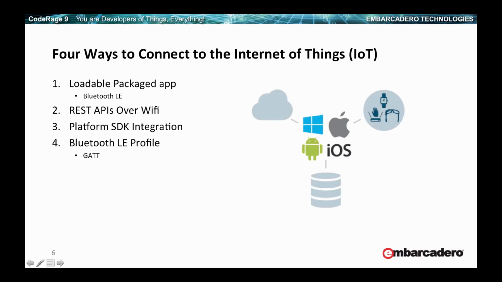Another way to connect to the Internet of Things is through REST APIs over Wi-Fi. Smart home solutions like lights, thermostat, and door locks tend to use the home's Wi-Fi network to transmit its REST API. Other devices have Wi-Fi routers built right into them and pair directly with a Wi-Fi enabled device. We will be exploring how this works with the Parrot AR Drone 2.0.